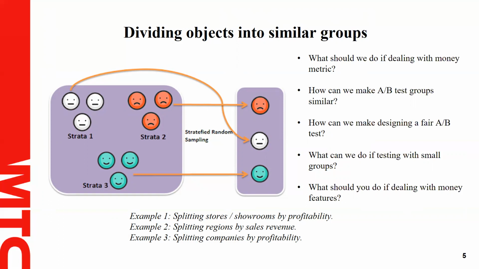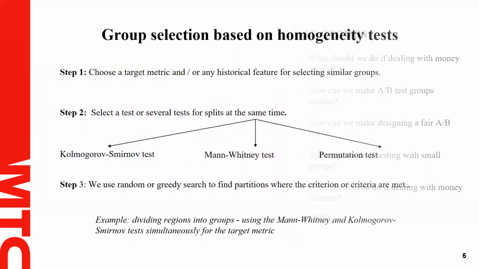In the historical period, we want to find such pairs that have behaved the same way in the past and check on a validation sample if they will continue to behave the same way in the future. The first algorithm is based on group selection according to a homogeneity test. To start with, we select a target metric and or any other historical feature by which we want to find similar groups. When we have fixed a metric and a historical feature, or maybe both, we choose a test or several tests at the same time for our division.